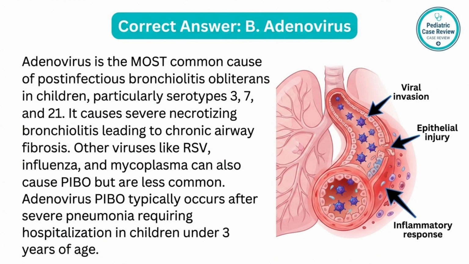Specifically, serotypes 3, 7, and 21 are notorious for causing severe necrotizing bronchiolitis. As shown in the illustration, the viral invasion leads to severe epithelial injury and an intense inflammatory response, which subsequently heals with chronic airway fibrosis. While other viruses can cause this, adenovirus is the most frequently implicated pathogen.